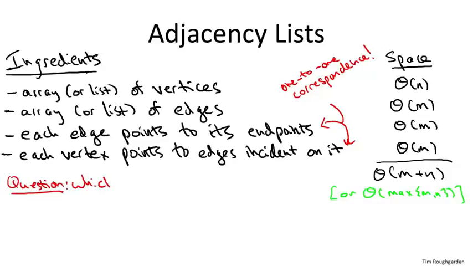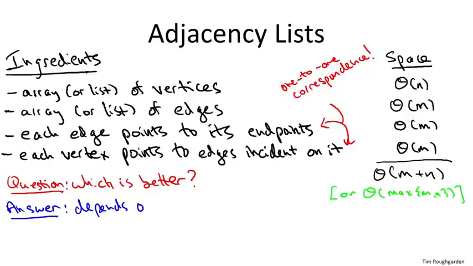Now, being confronted with these 2 graph representations that I've shown you, I'm sure you're asking, well, which one should you remember? Which one should you use? And the answer, as it so often is, is it depends. It depends on 2 things. It depends on the density of your graph, how m compares to n, and it also depends on what kind of operations you want to support.